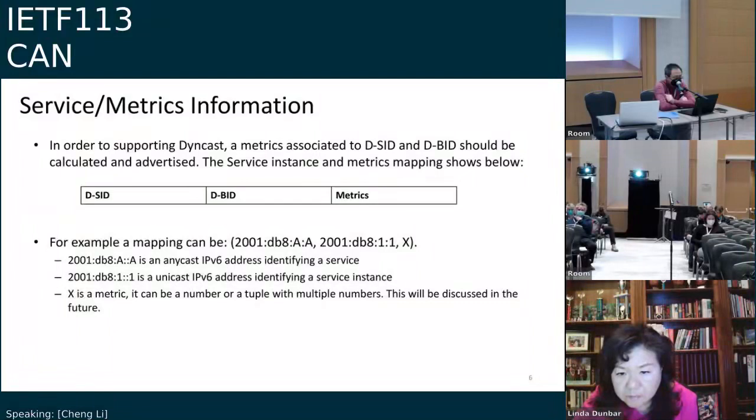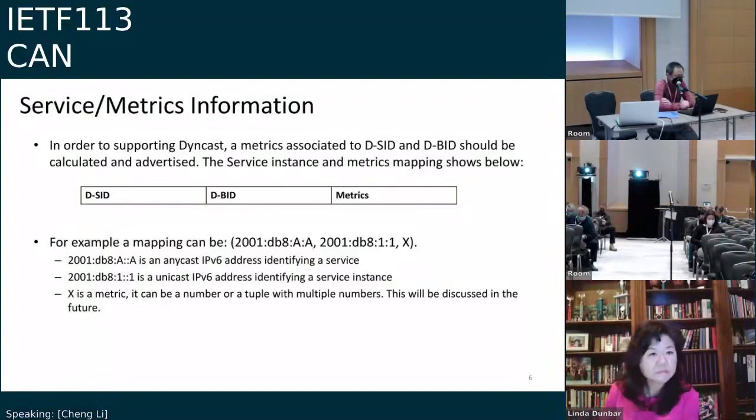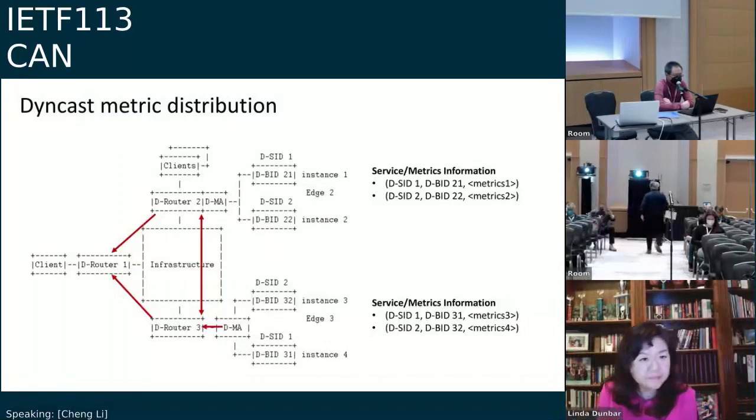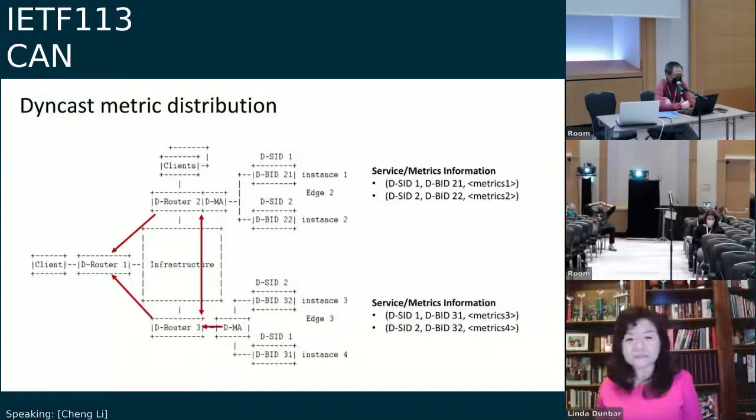And let's take a look at the example here. We will have an anycast IPv6 address as the D-seed, which identifies a service, right? We will have a unicast IPv6 address, 2001:DB8:1:1, which identifies a service instance. So with this kind of information, the ingress router can make the best forwarding decision. Next, please. Okay, this slide shows how to distribute the metric among the routers. For example, we have D-seed 1, D-bit 21, and metric, for example, 1, right? This kind of information will be distributed. Yep. Next, please.